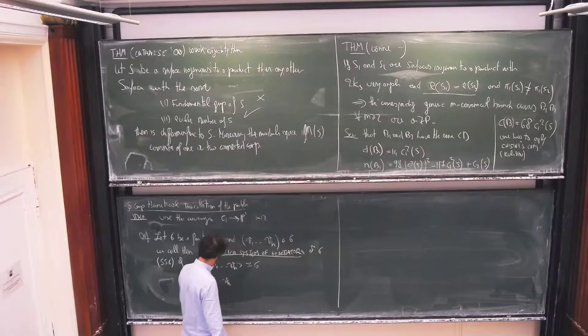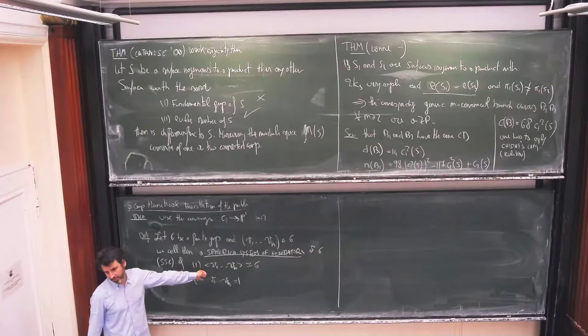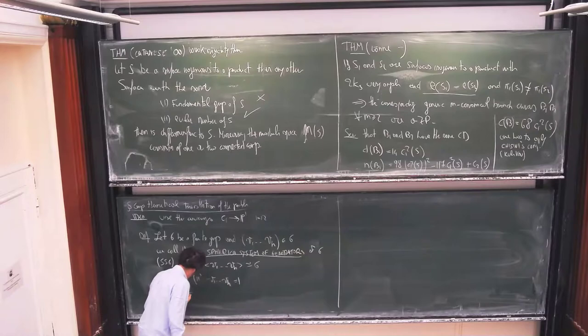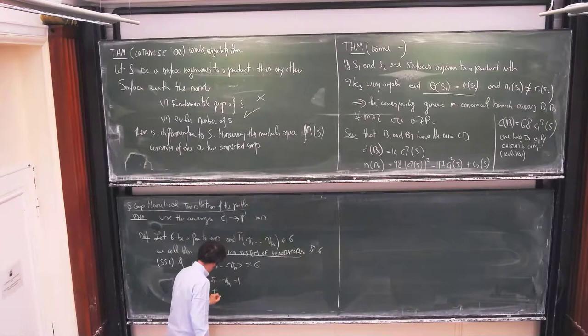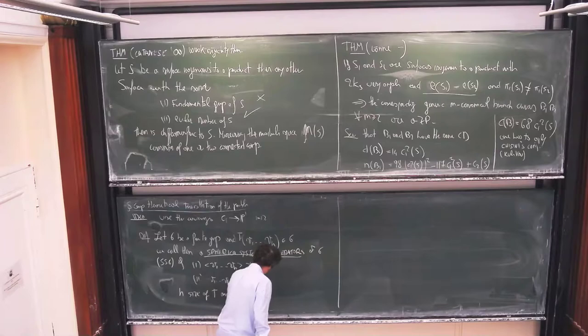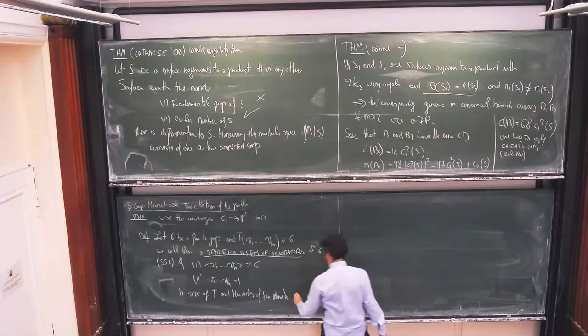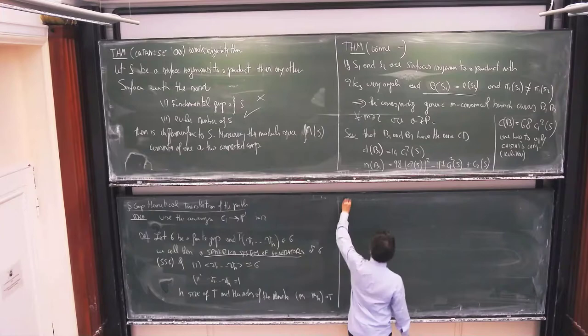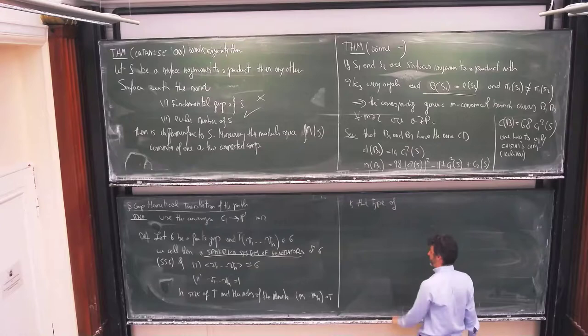So this corresponds to giving the monodromy of the covering somehow. And we call H the size of P, and the orders of the elements, called M1 up to MH, is called the type, tau, of T. So size and type we need.